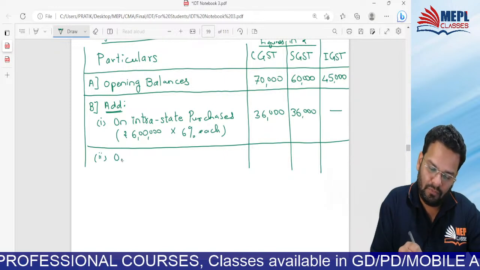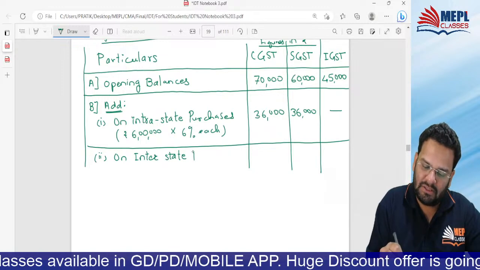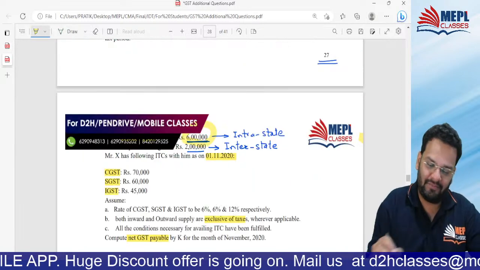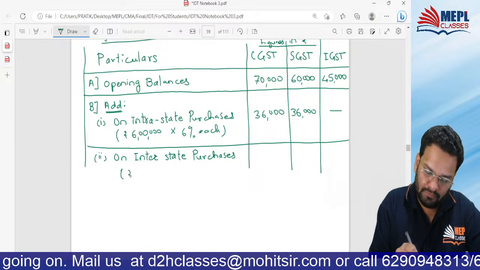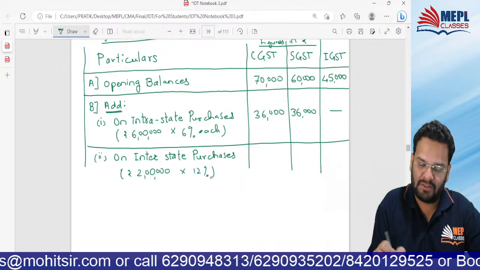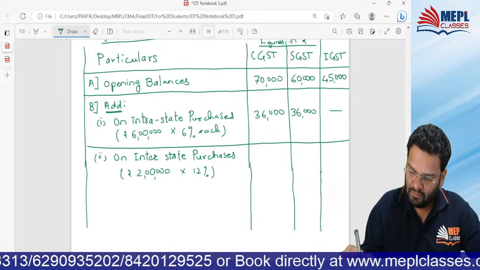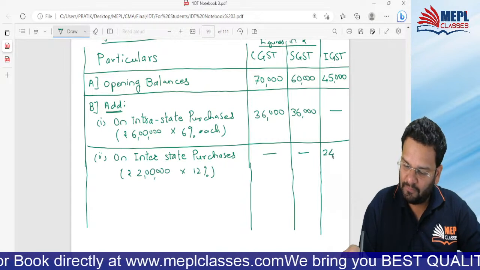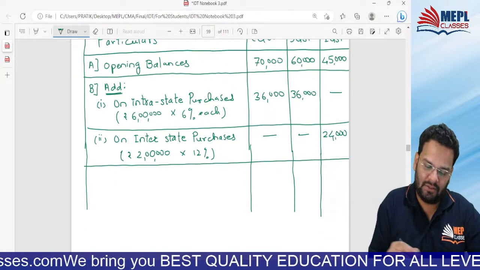Subpoint 2, on interstate purchases. Your interstate purchases are 2 lakh rupees. Check. They are 2 lakh rupees. So 2 lakhs into, directly you will take 12%. 2 lakh into 12% is 24,000.